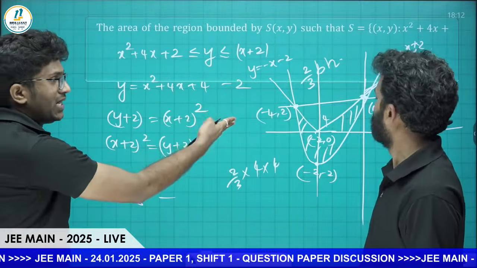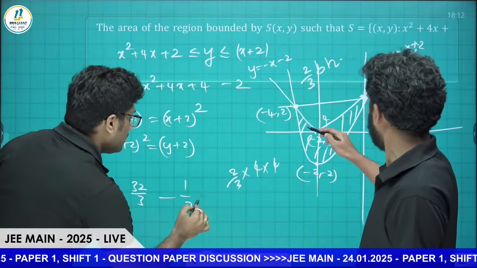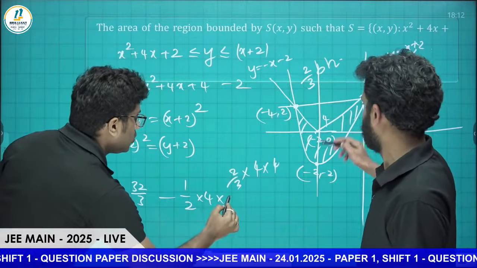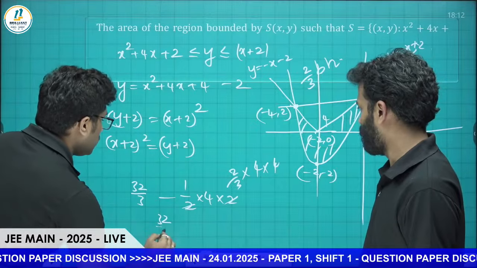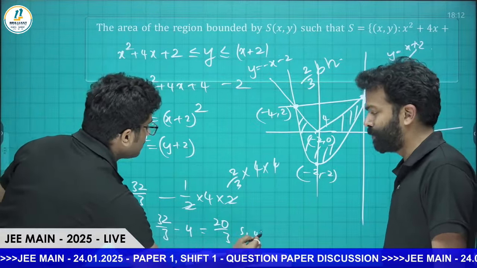Here, clearly in standard form, the triangle is half into base into height. So half into base, which is 4, and height is 2 units. So that is 32 by 3 minus 4, that is 20 by 3 square units.